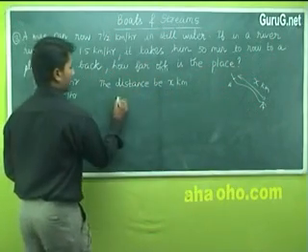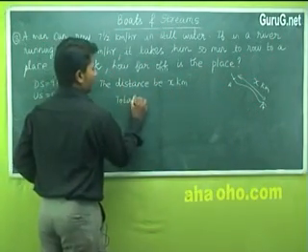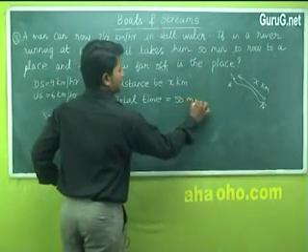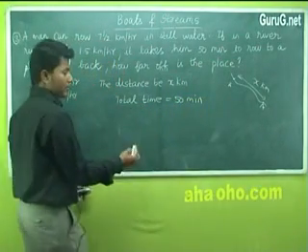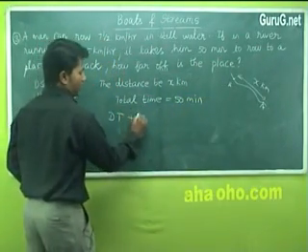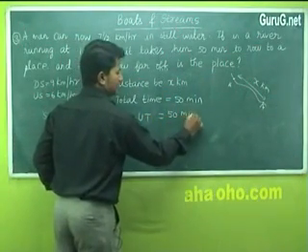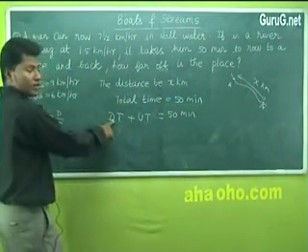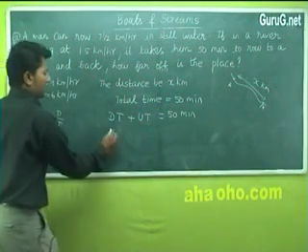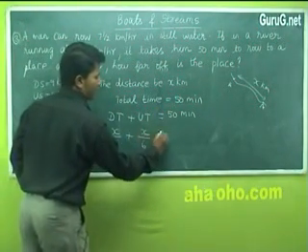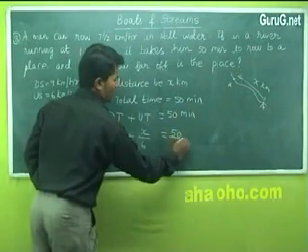So the total time is 50 minutes. So what is this total time? Downstream time plus upstream time is equal to 50 minutes, isn't it? So what is downstream time? Downstream time is x by 9. x by 6 is the upstream time, is equal to 50 by 60.